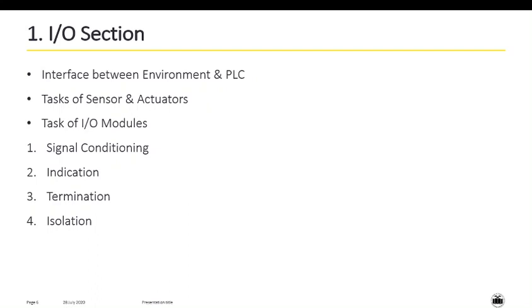So these are the four functions: signal conditioning, which includes amplification or attenuation of the signal, indication of the signal, termination of the signal, or isolation of the signals. These four important functions are done by the IO section. So in IO section, what is the sequence of this IO section? Just remember this. Firstly, sensors are there which will sense the signal, convert signal from physical to the electrical format.